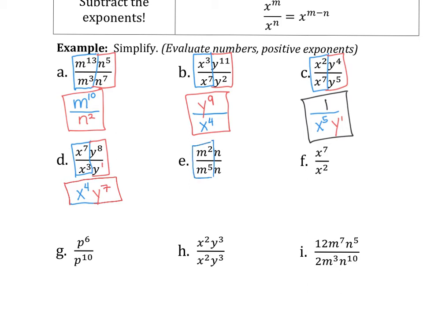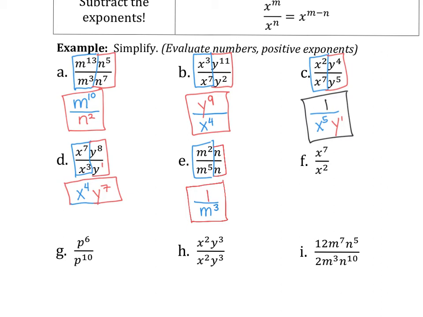Okay, let's see. Higher exponent at the bottom. So m to the 5th is at the bottom. I'm going to subtract 2, or I'm going to say I'm halving 5. I cancel out 2. I'm left with 3. And then n divided by n is just 1. Or they cancel out, and I'm left with 1.